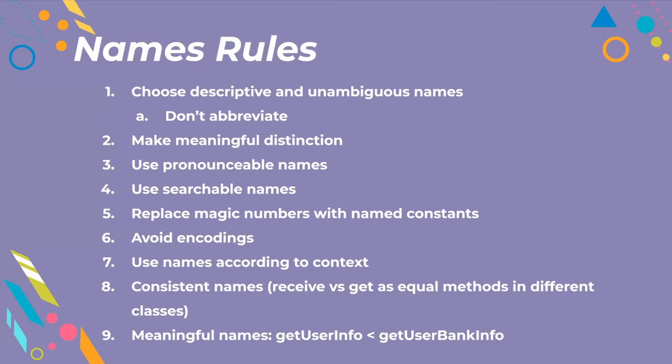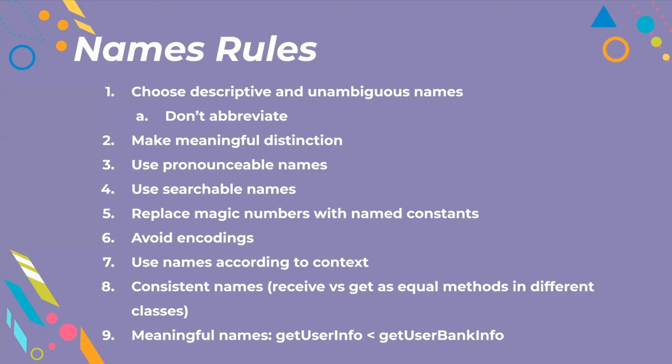Or if you have some kind of calculation and you're using some number for that calculation, even if it's part of a formula, it's better to have a named constant. So just by looking at the code, it will be very clear and obvious what that formula is and what it does. We're going to have more examples on that later.